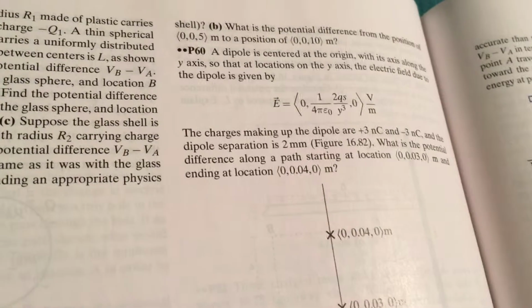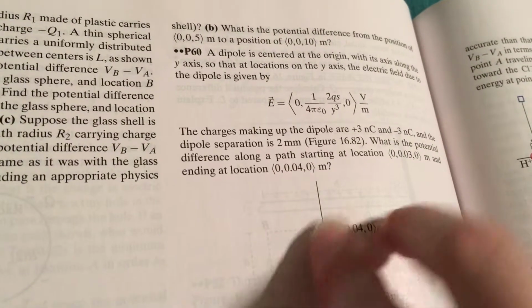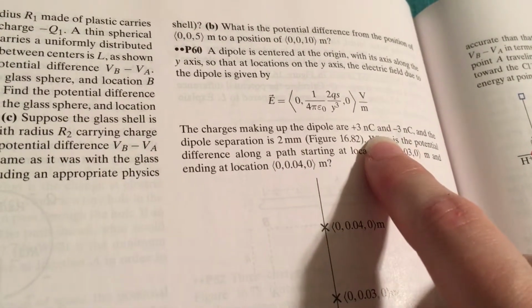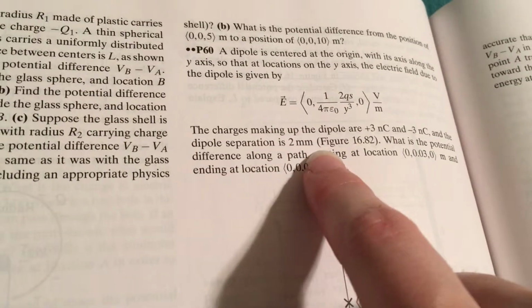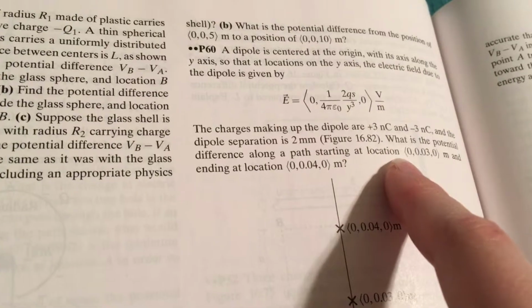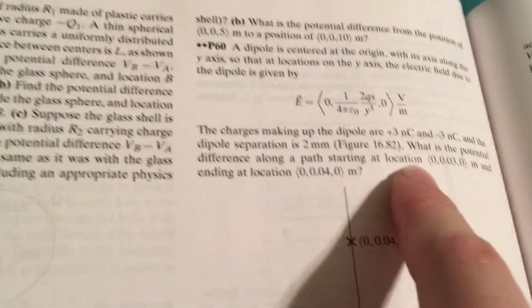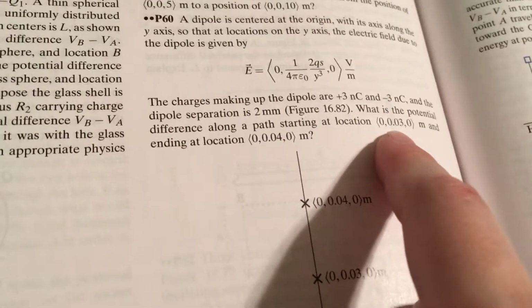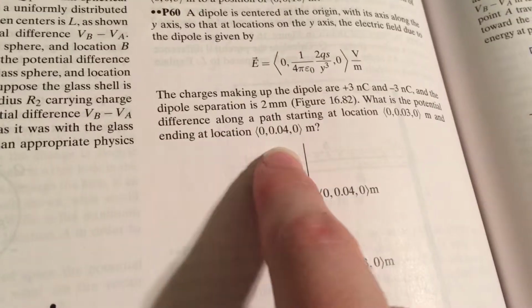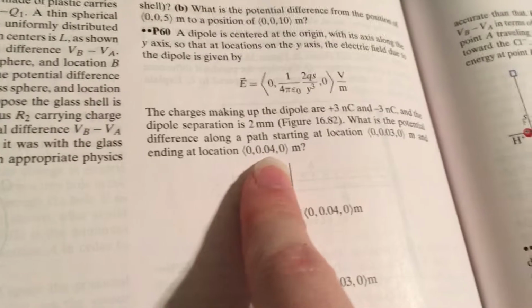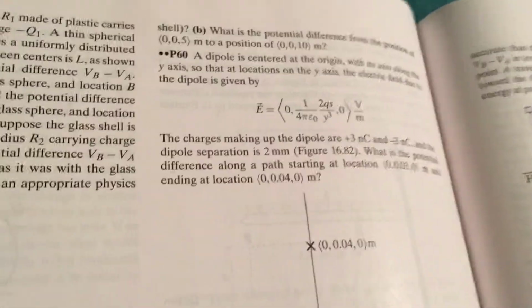It says the charges making up the dipole are positive 3 nanocoulombs and negative 3 nanocoulombs, and the dipole separation is 2 millimeters, so that's s. What is the potential difference along the path starting at the location 0, 0.03, 0 meters, and ending at the location 0.04 in the y direction?